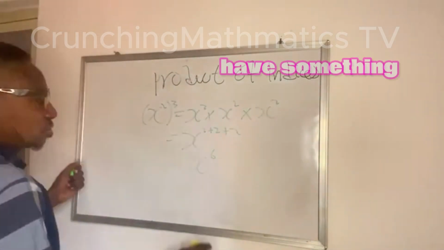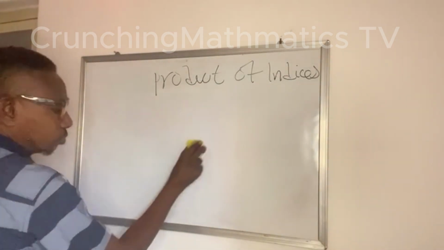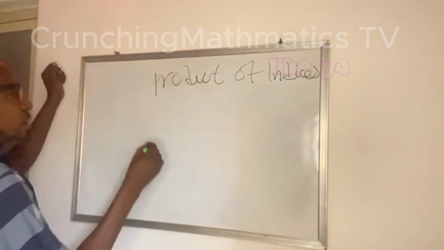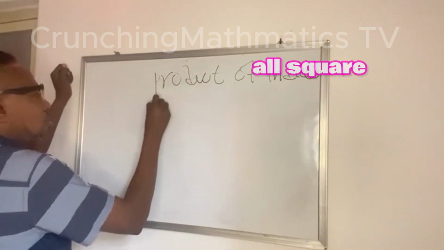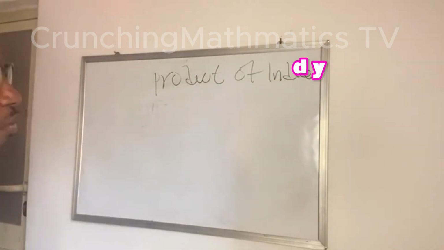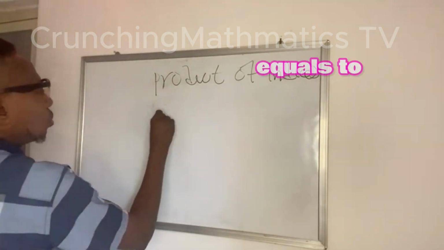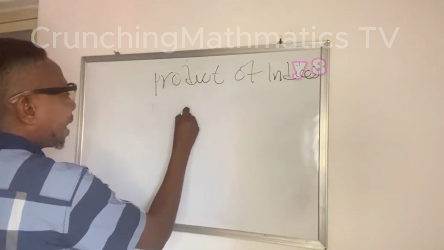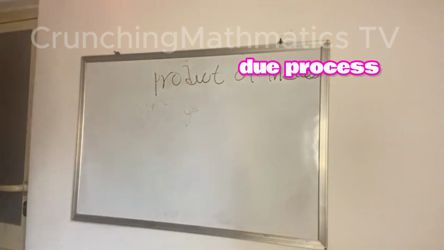What about if we have something like (y^4)^2? We can simply say 4 times 2 equals y^8. But because I want us to follow the process, we're going to solve it.